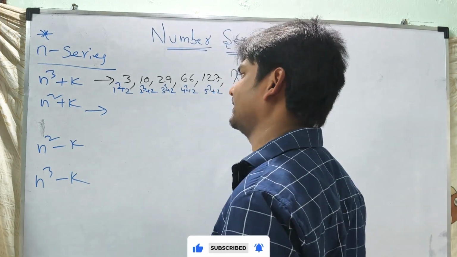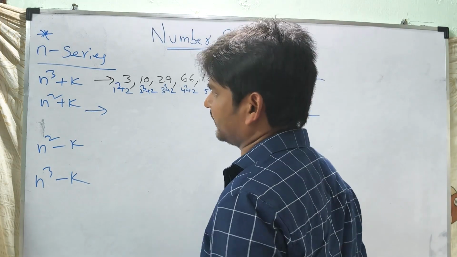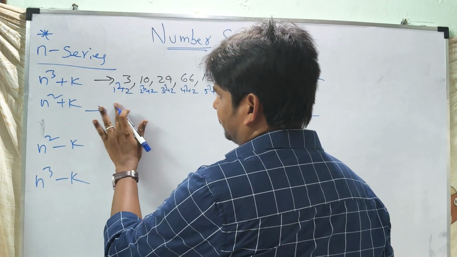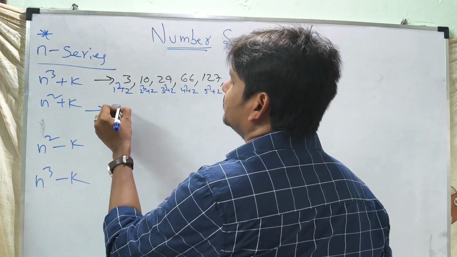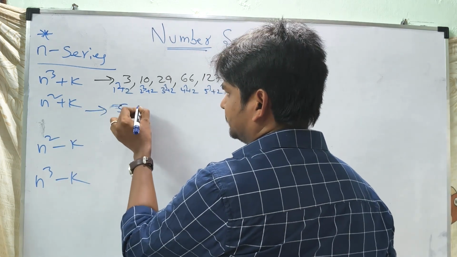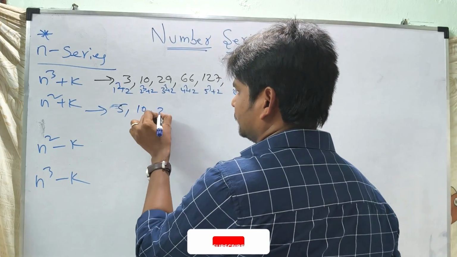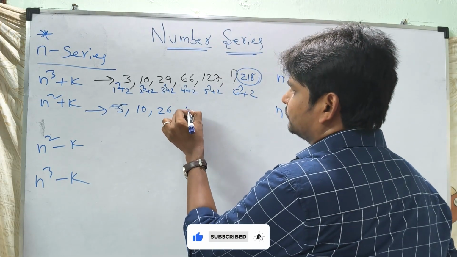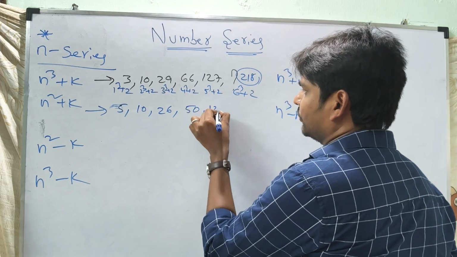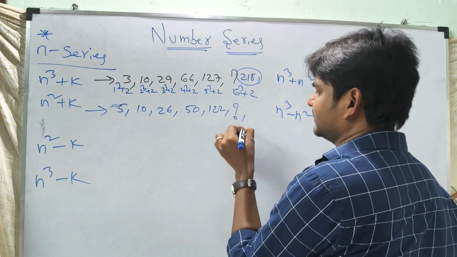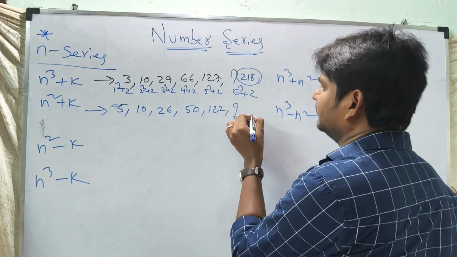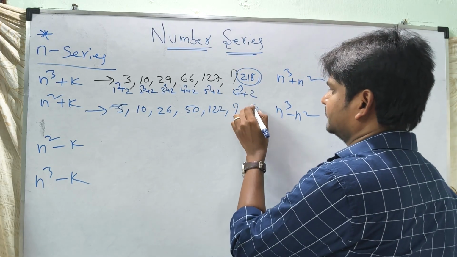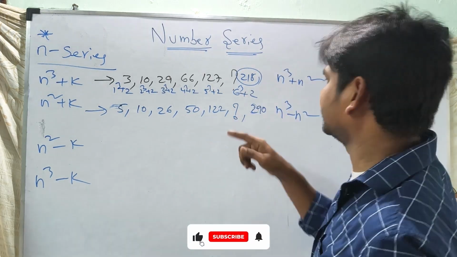See, n square plus k. Here I am taking some n differently. Here see. Your answer, okay, see. 5, 10, 26, next 50, 122. What is the missing term? Here, 290. We have to find out the missing term here.